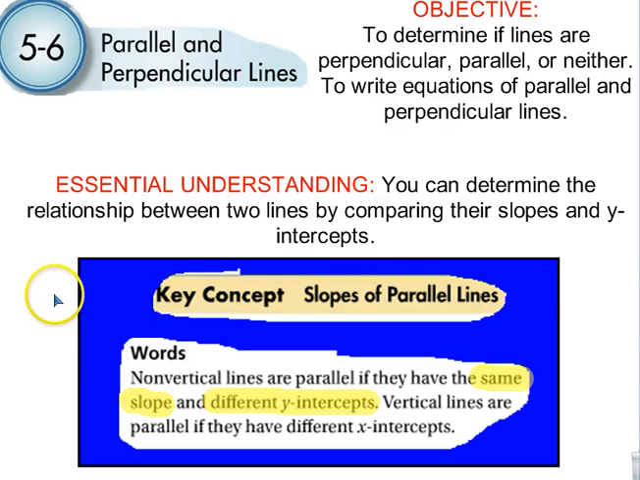All right, this is section 6, parallel and perpendicular lines. You can determine the relationship between two lines by comparing their slopes and y-intercepts. The first important concept is the slope of parallel lines. They have the same slope and different y-intercepts. So if two lines have the same slope but a different y-intercept, then they are parallel.